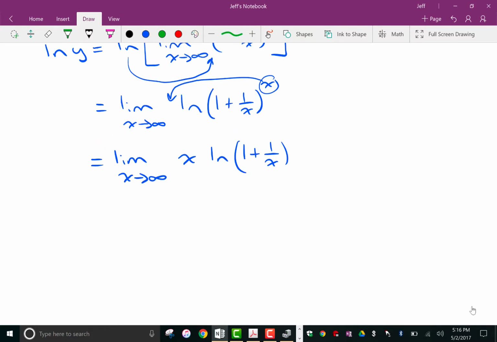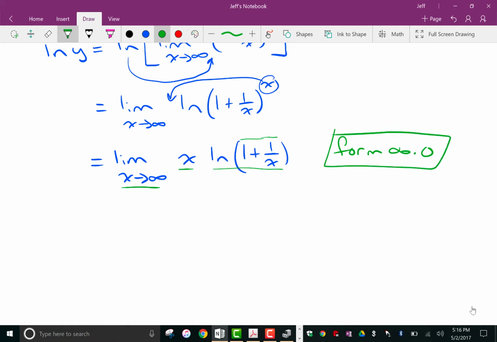divided by x. Okay, so let's look at the form of this limit. As x is approaching infinity, x is approaching infinity. And then as x is approaching infinity, we look at the natural log of 1 plus 1 over x. Inside of the parentheses here, this is approaching 1. So this is getting close to the natural log of 1, which means that it is getting close to 0. So right now, my limit has a form of 0 times infinity. Well, that's what we saw in the previous example.